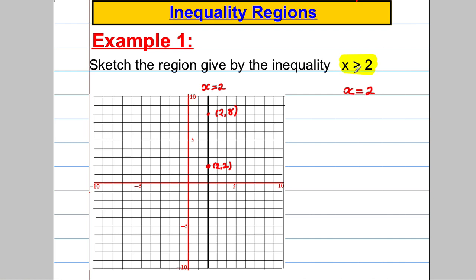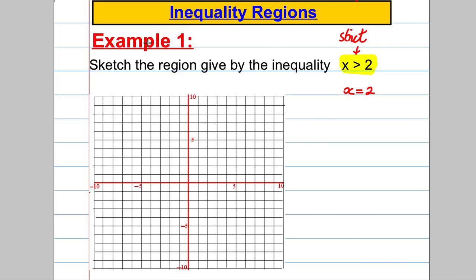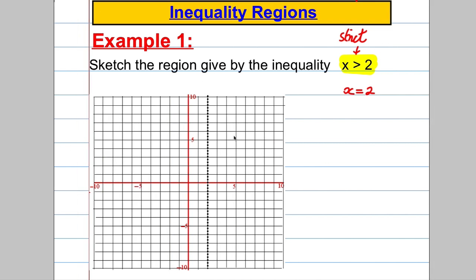But we want to draw the region x bigger than 2. So what we do when we have a strict inequality, by strict, I'm going to just call this strict here so you know what I mean. This is a strict inequality. It means x can't be equal to 2. We draw a dotted line to demonstrate that. So we're going to draw ourselves a dotted line. So I'm firstly going to make that line there, and then I'm going to make it dotted afterwards as follows. Okay, and there we go.